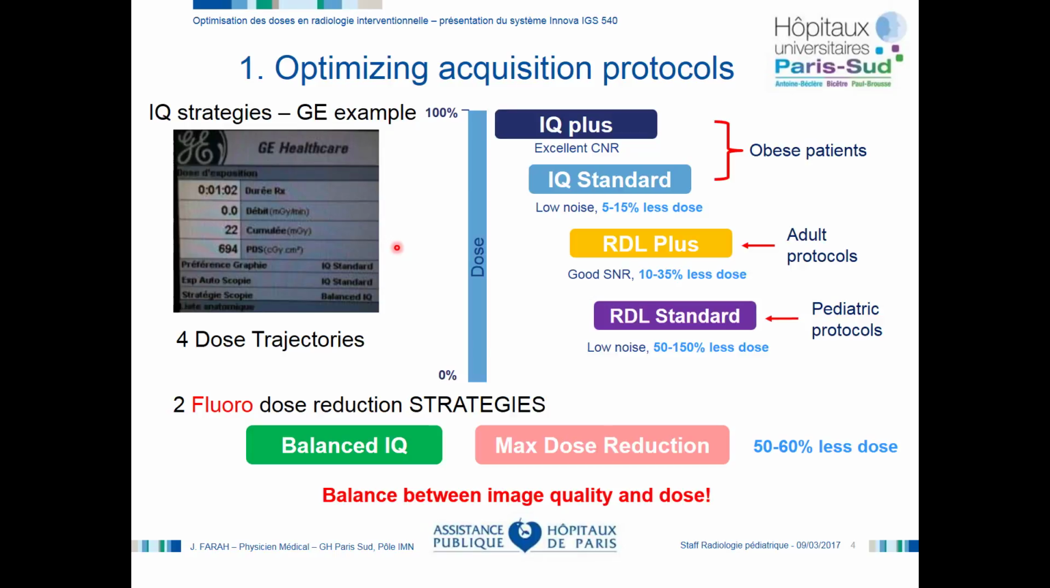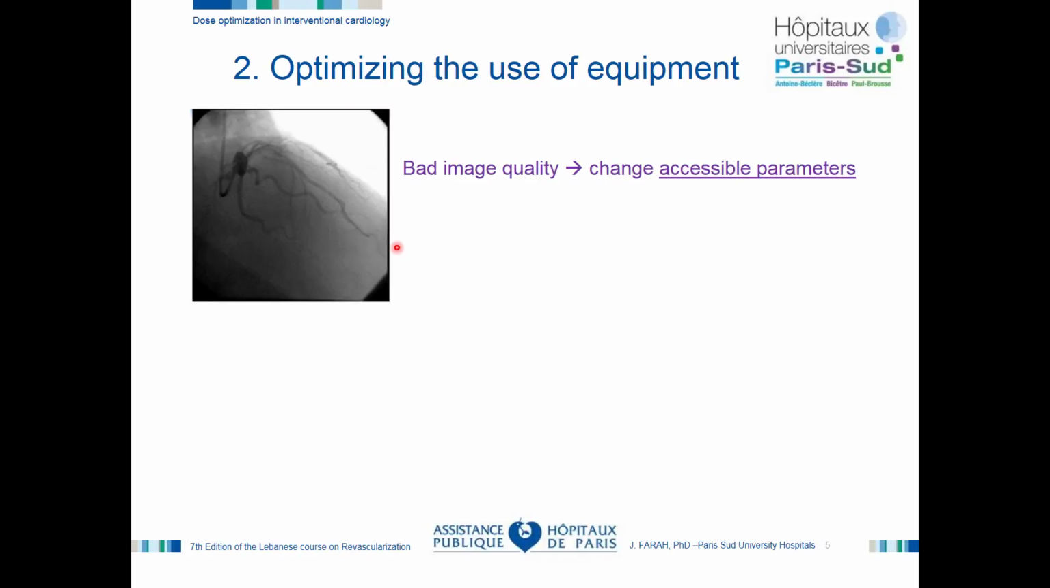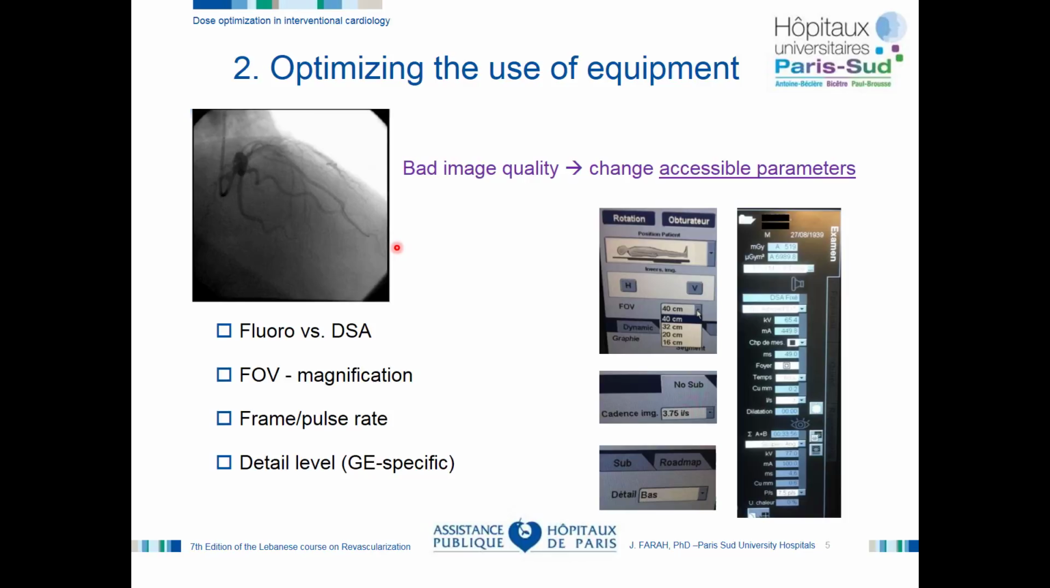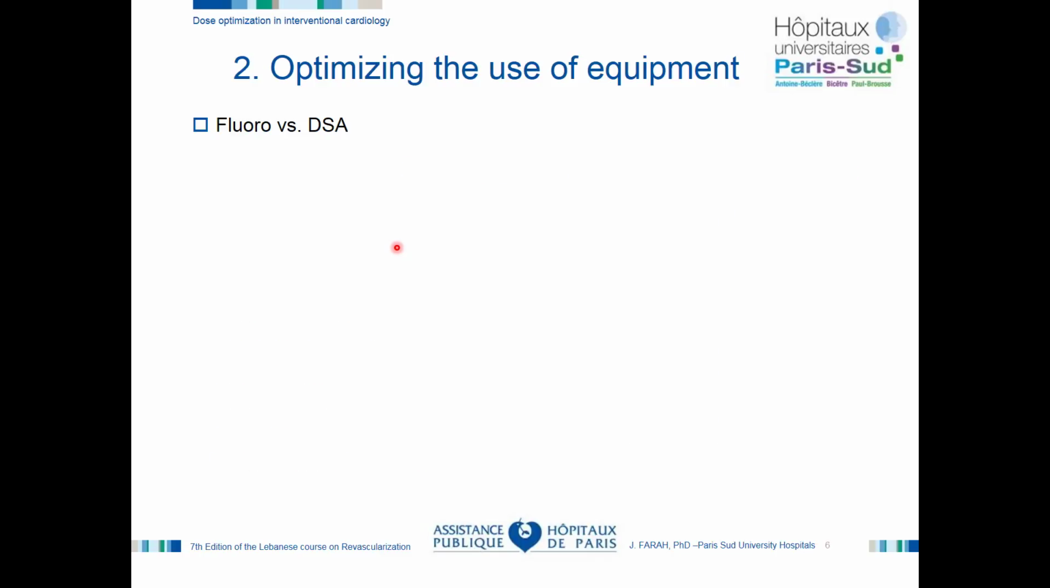Now, there are some accessible parameters, right? You have access to fluoro or DSA, you have access to the magnification, pulse rate, and the detail level for GE. So first, do you know how much difference there is in terms of dose between fluoro and DSA?